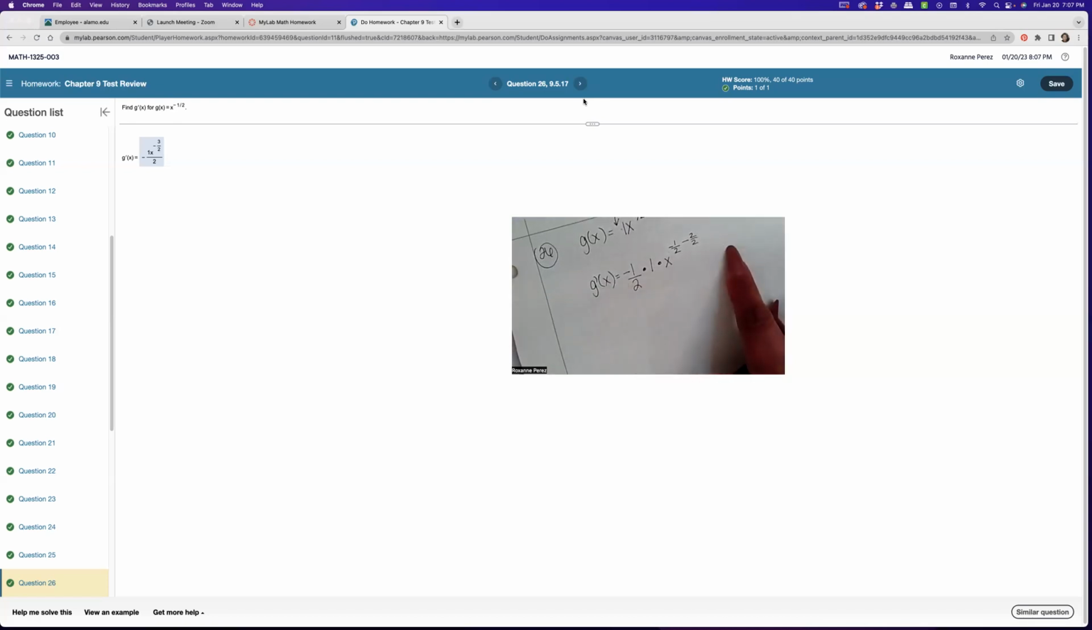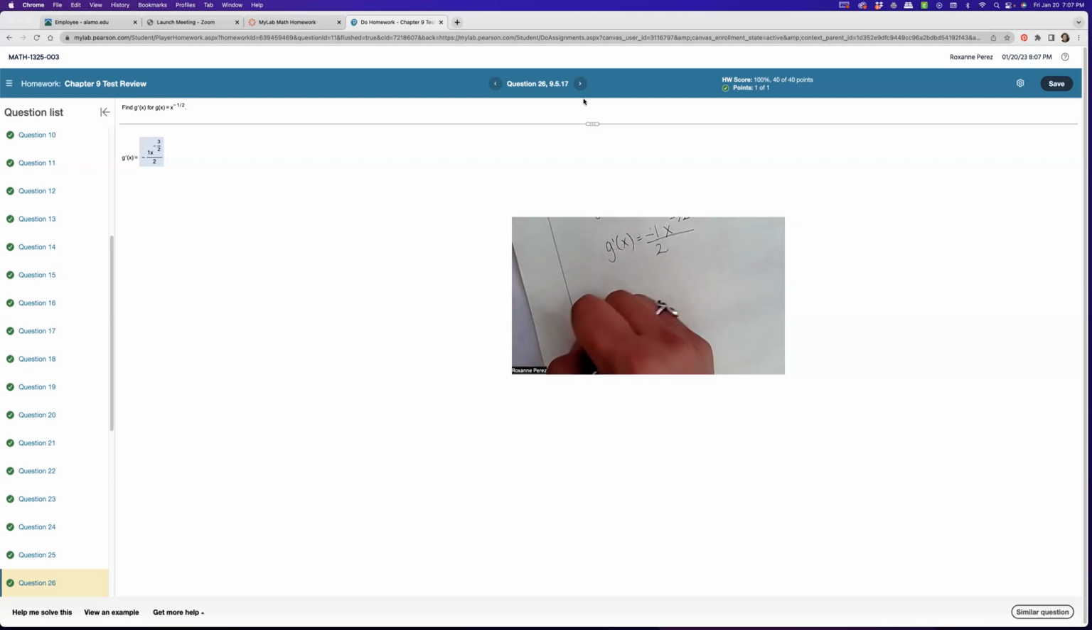So now let's go ahead and simplify everything. So g prime of x is -1/2 times 1, so -1/2 times x to the -1/2 minus 2/2, which is -3 over 2. And we're done. Okay, 27.